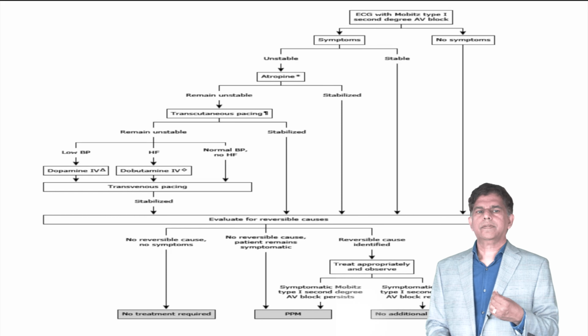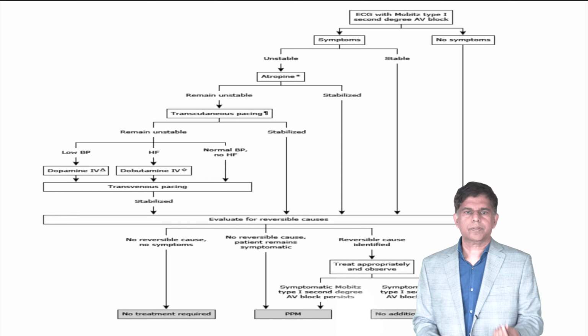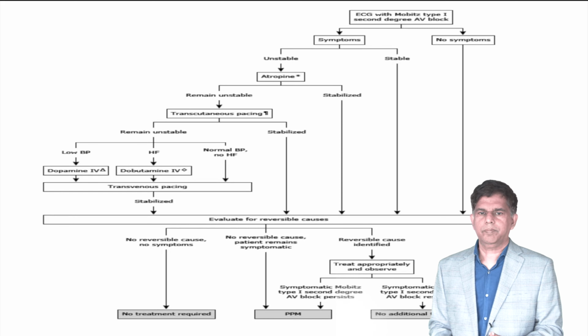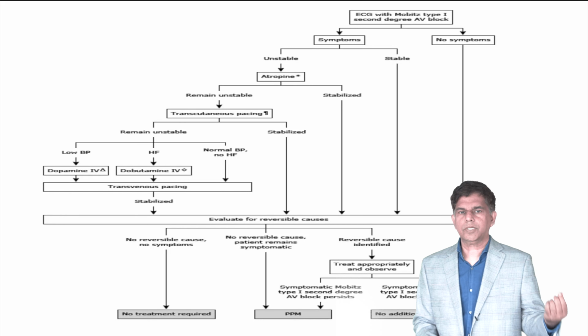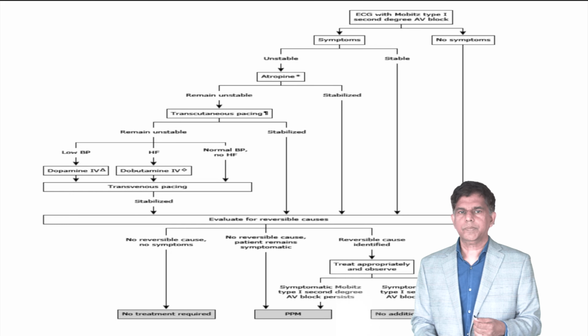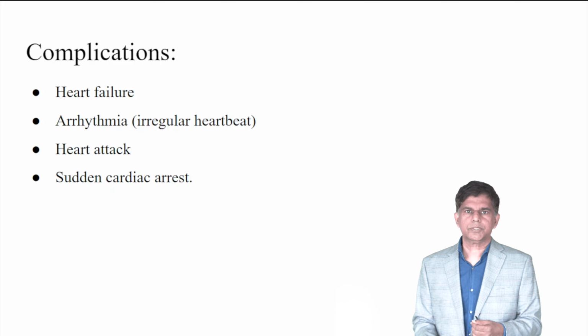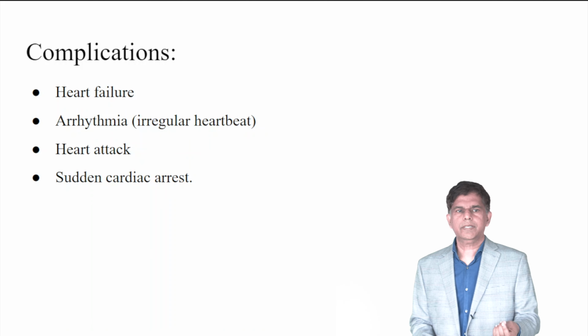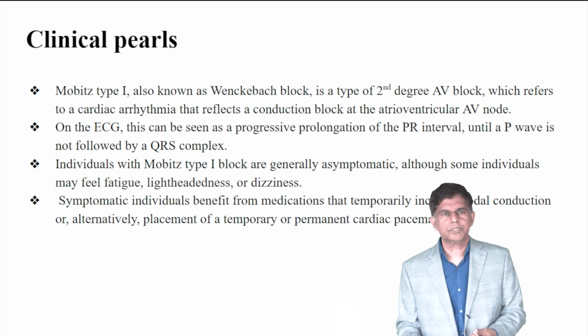First of all, you need to make sure all the reversible causes have been ruled out. Okay, if there are no reversible causes and the patient is unstable, then you have to go for the permanent pacemaker. Remember that. So all the reversible causes we talked about, cardiac and the rest, need to be ruled out before you consider a permanent pacemaker. Complications: heart failure, arrhythmia, heart attack, and sudden cardiac arrest should be the complications.